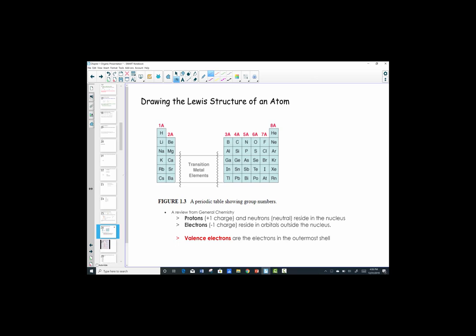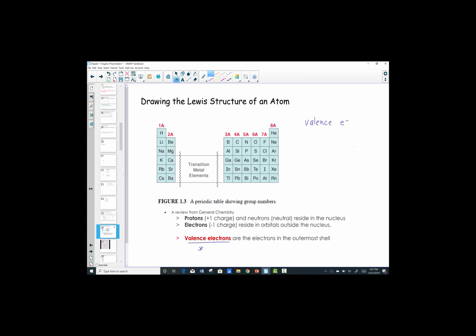When we think about drawing Lewis structures of an atom, we realize that the number of valence electrons can easily be found just by finding the location of the element on the periodic table. So the valence electrons, remember, they're the ones that are most interesting to a chemist. They're the ones that are available for bonding in the outermost shell. Protons, we know, are positively charged. Electrons are negatively charged. And neutral atoms have the same number of protons as electrons.